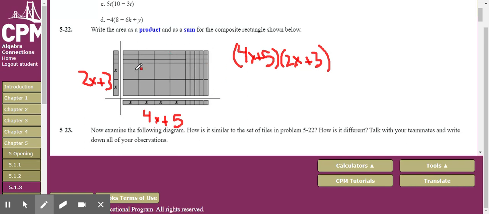Since I have like terms sort of clumped together, I can see here that I have 8 tiles that are x squared. So I have 8x squared. If I count all of the x tiles, I have 12 and 10, which makes 22 x tiles. And then if I look at the singles, I have 15. So writing it as a sum, I look at the like terms and I combine them together. So my x's, even though I have some here and some here, I can combine those together, and then my individuals.